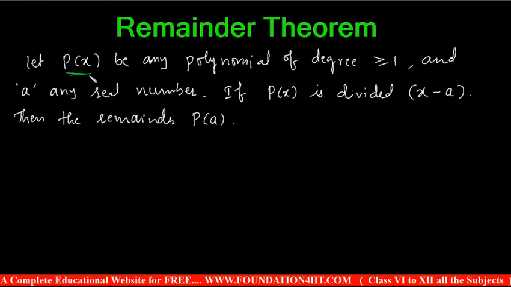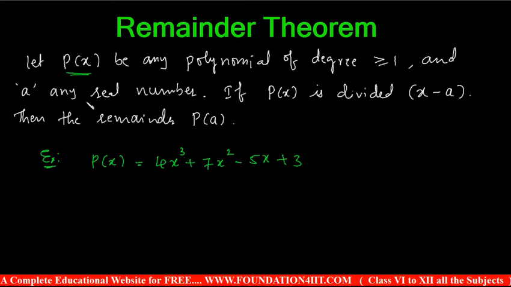P of x, let it be any polynomial with degree greater than or equal to 1. So let us take an example. P of x equals 4x cube plus 7x square minus 5x plus 3. You can take anything. The degree is 3, the highest power, so 3 is the degree.